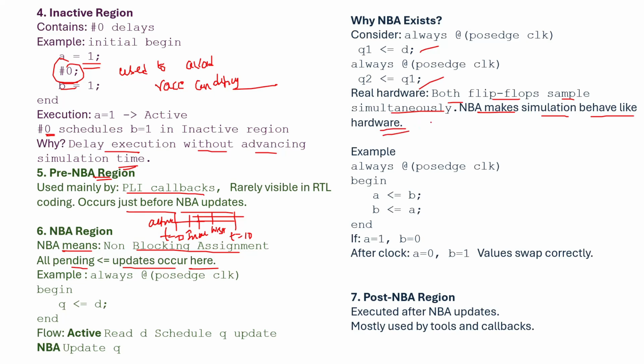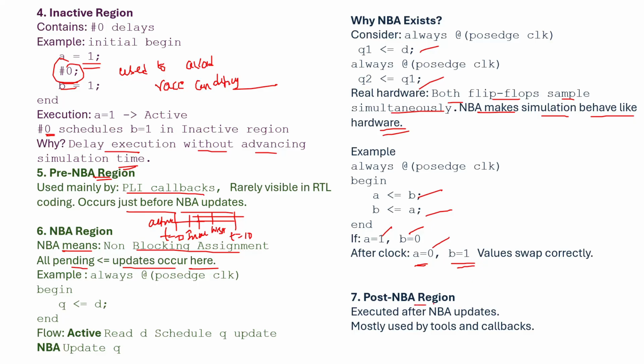Whatever way the hardware is working, the same thing happens here, because all the things are executed parallelly. Simultaneously executing means parallelly executing. That is the reason real hardware executes like that. Only this NBA region will be executing all the statements. See, A equal to B and B equal to A. So A equal to 1, B equal to 0. After the clock, A equal to 0, B equal to 1. Then swapping will be happening.